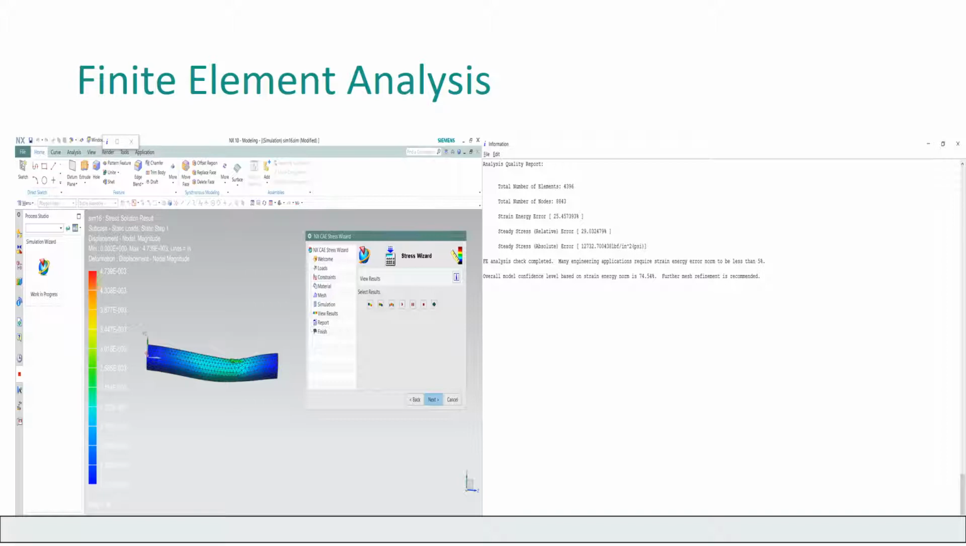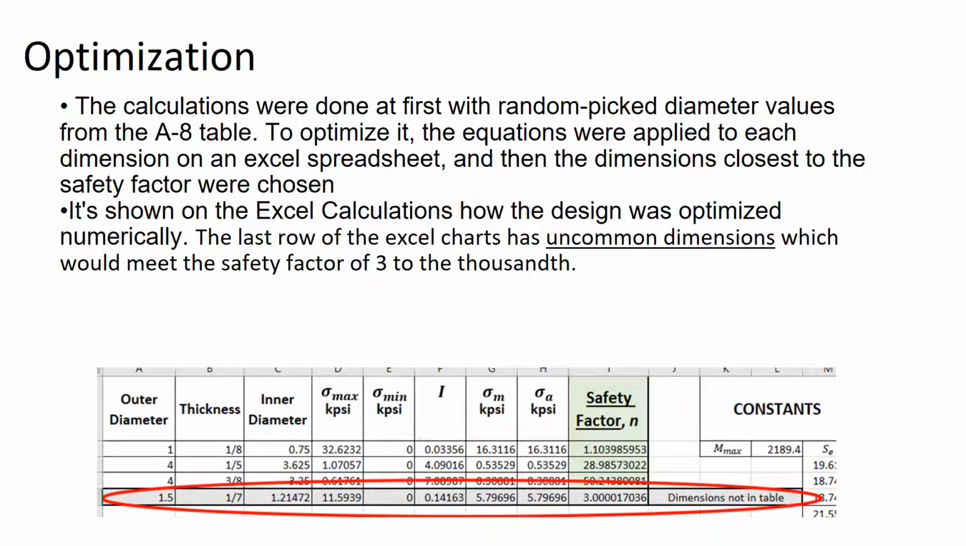Finite element analysis. The team decided to further investigate the hollow tube's dimensions by modeling it in a finite element analysis software, as shown in the picture. Optimization. It's shown on the Excel calculations how the design was optimized numerically. The last row of the Excel chart shows the dimensions will meet the safety factor of 3 to the thousands.